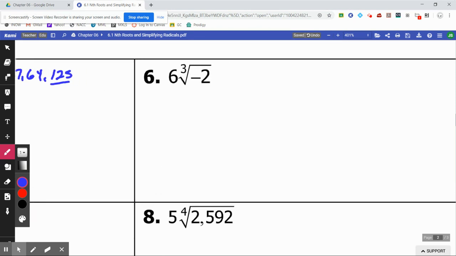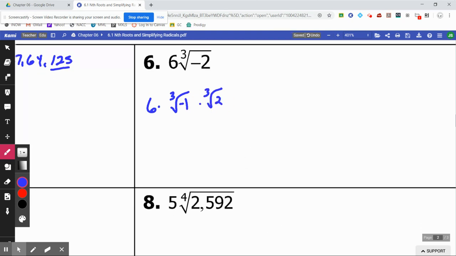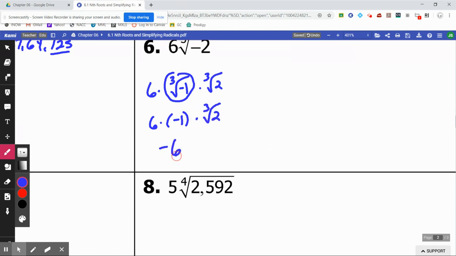Cube root of negative 2 here, I'm bringing the 6 down, and I'm going to split this into something I know the cube root of, and negative 2 can only be split into negative 1 times 2. Same way you do when you deal with imaginary numbers. However, I do know the cube root of negative 1. So that gives me 6 times the cube root of negative 1, which is negative 1. You can find the cube roots of negatives, so that's legal. So that's going to be negative 6 cube root of 2.